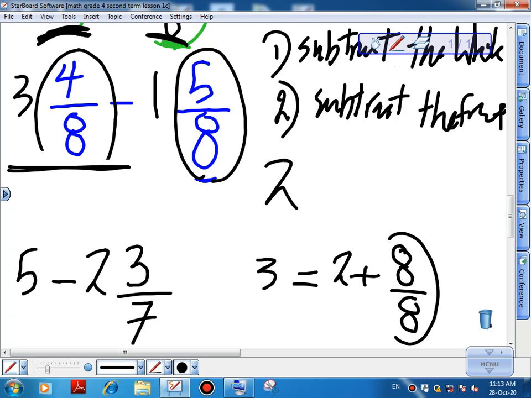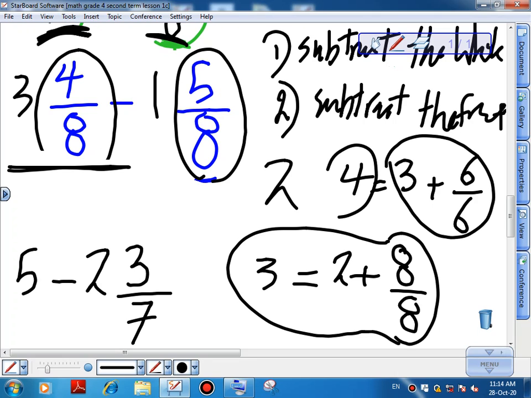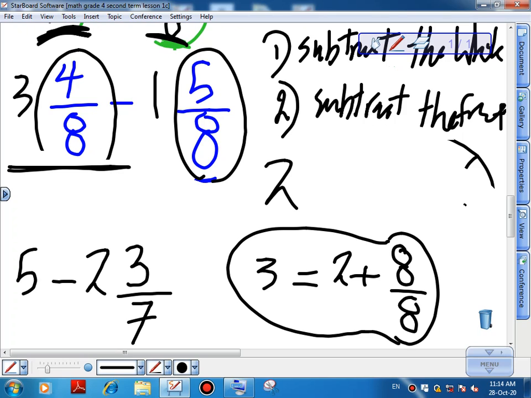I rename this number. This operation, what I do, is called rename. 3 will be 2 plus 8 over 8. Okay? Again, if we have 4, I can write 4 like this, 3 plus 1. And 1, I can write as 2 over 2, 4 over 4, 6 over 6, like this. It's the same thing. This side equals this side. Okay? 3 plus 6 over 6 equals 4. In this case, I can do the subtract.